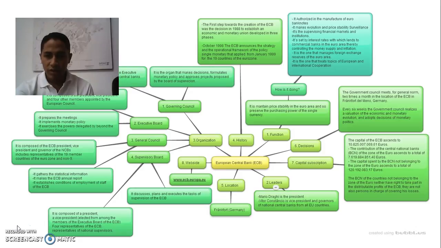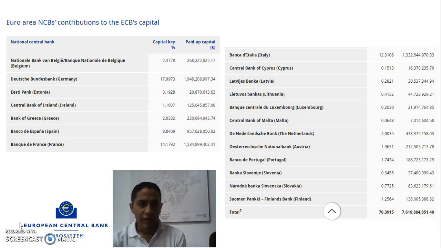Continue with capital subscription. The capital paid by the central banks not belonging to the euro area amounts to a total of more than 120 million euros. The national central banks of the countries not belonging to the euro area neither have the right to take part in the distributable profit of the ECB, nor are they responsible for covering its losses. In this graphic, we can see the euro area countries' contribution to the ECB's capital.